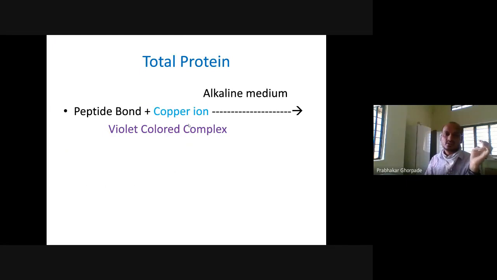Next we have is the total protein. So if we are estimating the peptide bond, this peptide bond is reacting with the copper ion, and we are getting violet color complex formation in the alkaline medium. So whenever we are estimating the protein, we know that protein contains the peptide bond, and if it is reacting with this copper ion in the presence of alkaline medium, it will give the violet complex. This knowledge we can utilize for our test.